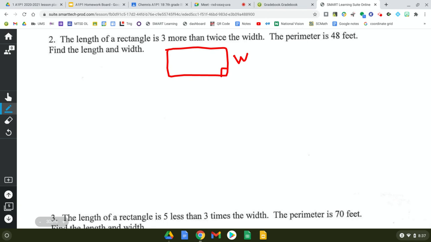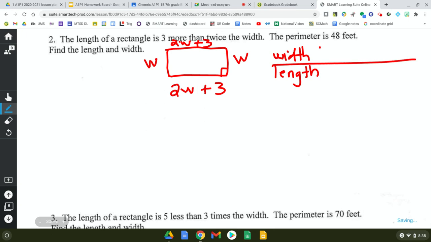Wouldn't it be 3 plus 2W? Exactly. But I'm going to write 2W plus 3, just because I like to put that first. So now I'm going to put 2W plus 3 there and W there. But I'm also going to define my unknowns, width and length. My width is W. My length is 2W plus 3.